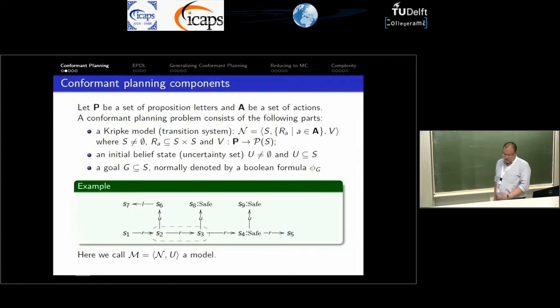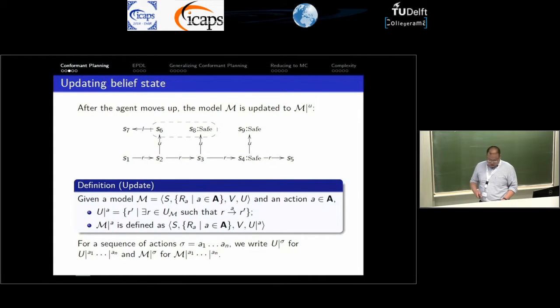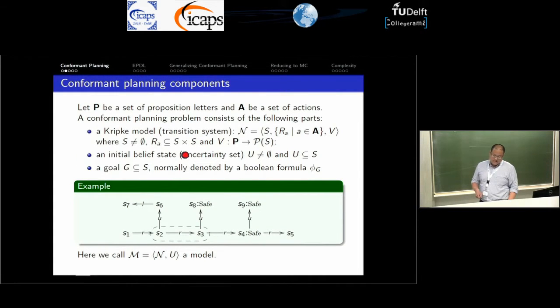Firstly, conformant planning. Conformant planning consists of the following parts. Firstly, we have a transition system. It can also be seen as a Kripke model or a map. And we also have an initial belief state. So this is an example of the transition system. Then this is the initial belief state. That means the agent now cannot distinguish whether he is in S2 or in S3.